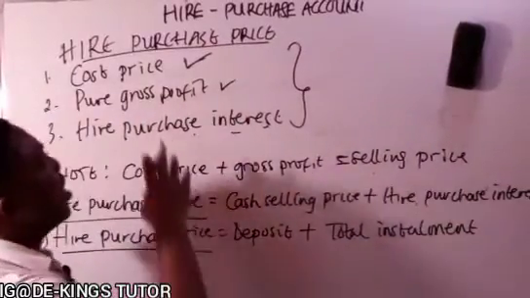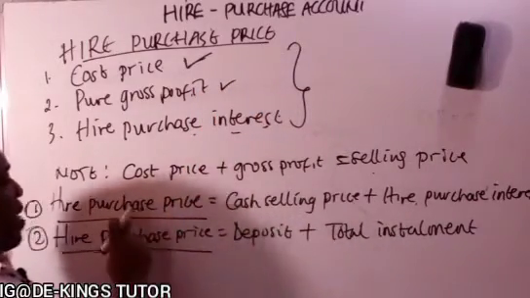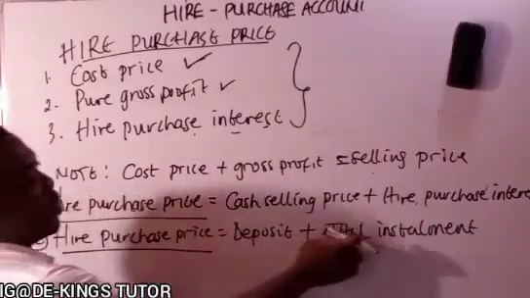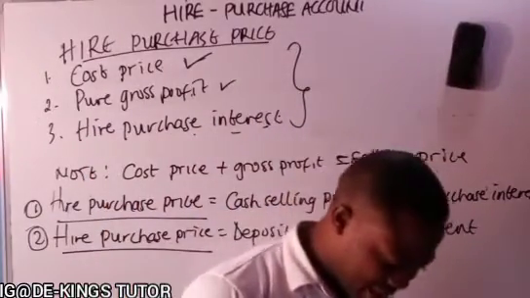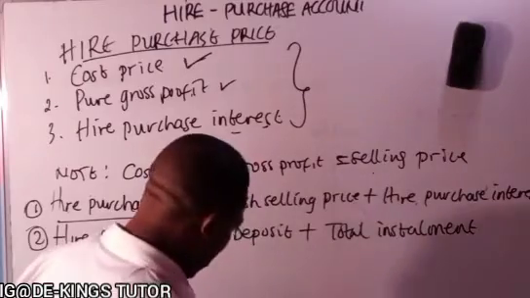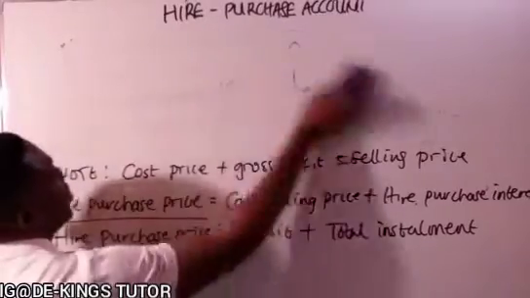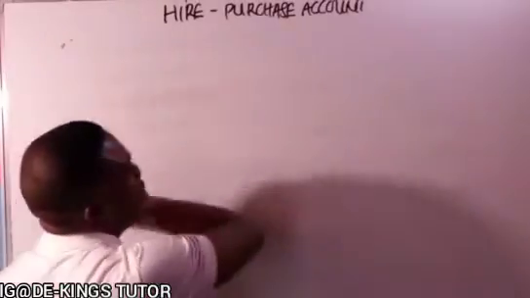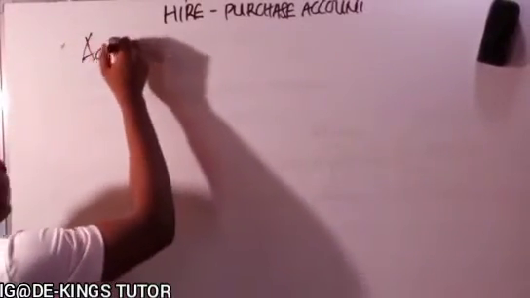So these are the hire purchase price, the cost price, the gross profit, and the hire purchase interest. Whereby the hire purchase price is the selling price plus the interest, or the deposit plus what? The total installment. Okay, so let's see accounting for hire purchase transaction.